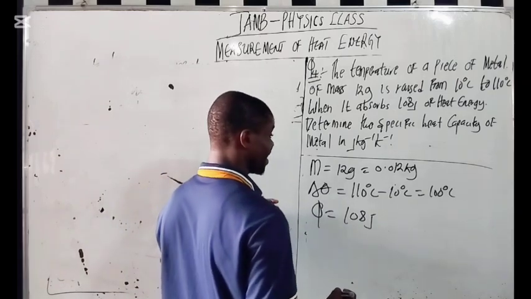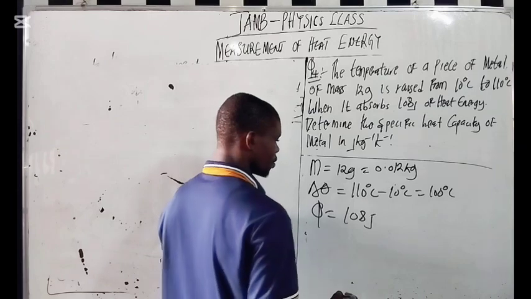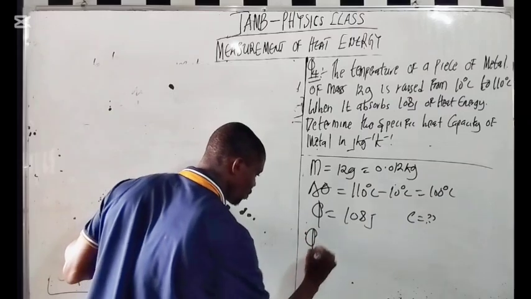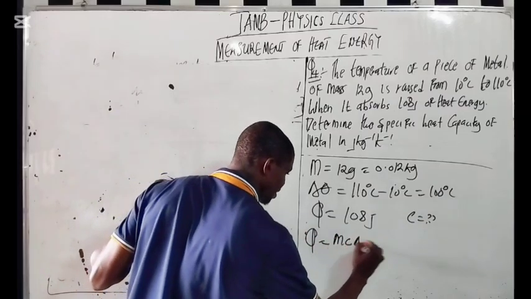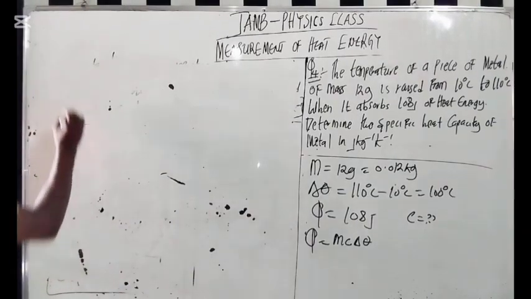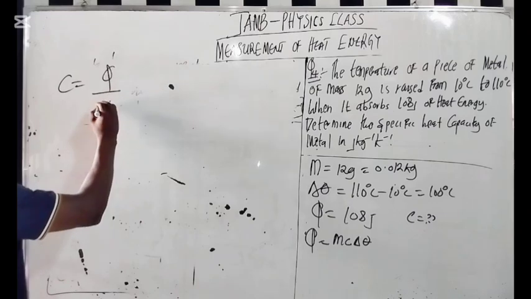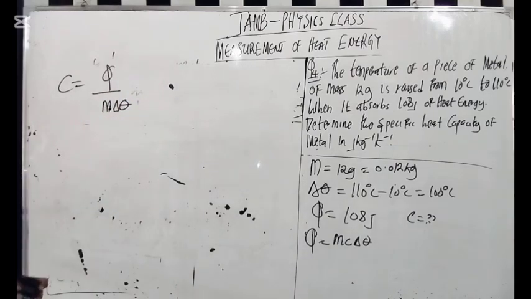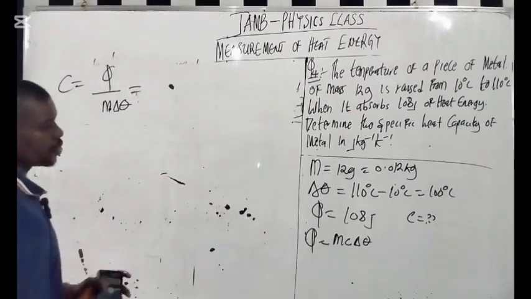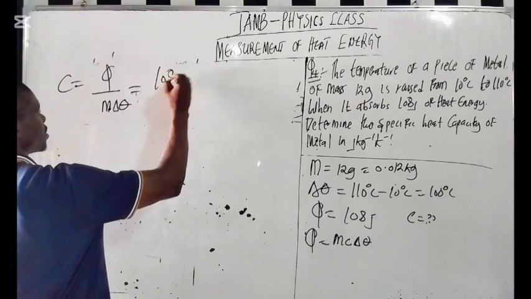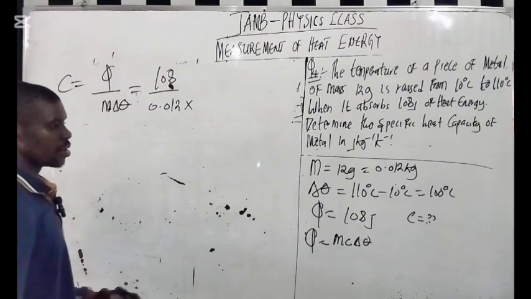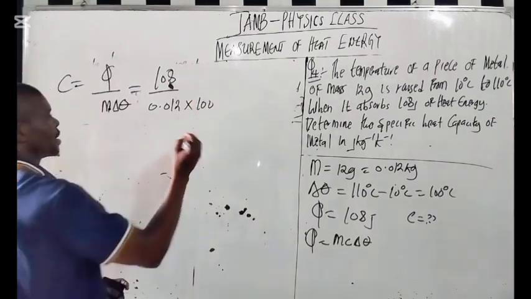Then my specific heat capacity here. They say we should calculate the specific heat capacity. So remember, Q is equal to M C change in theta, right? Since we have been asked to calculate my specific heat capacity, C equals Q over M change in theta. So what am I going to have here? Q, which is 108, over my M, 0.012, times change in theta, which is 100, right?